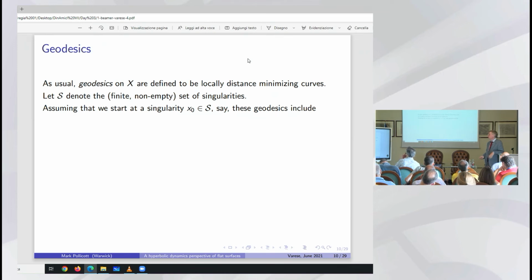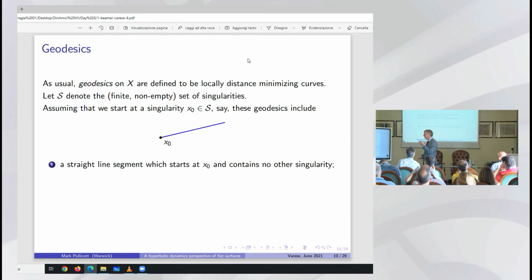Well, first of all, there's a complication because of these singularities. The easiest case is if you start at some point x0 and you don't hit a singularity, you just go on a straight line. Then of course it doesn't make any difference. You just go in a straight line in the usual Euclidean sense, like that.